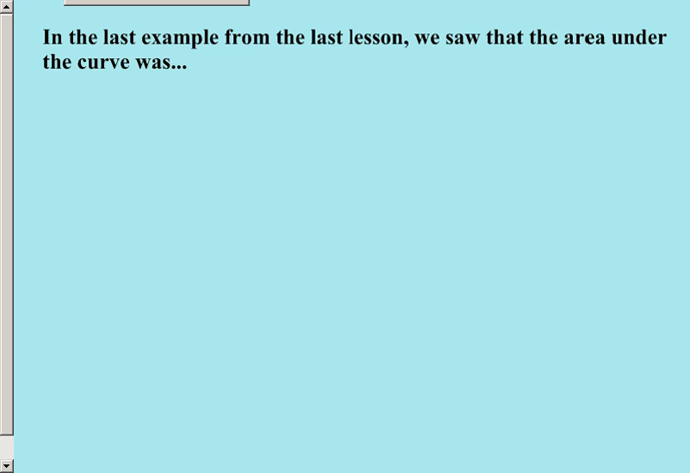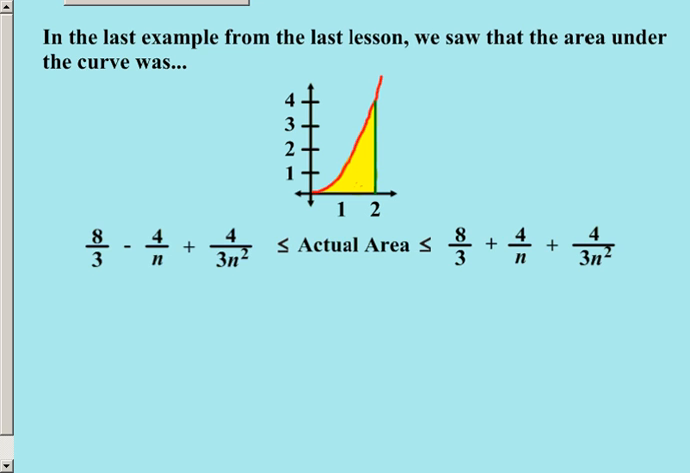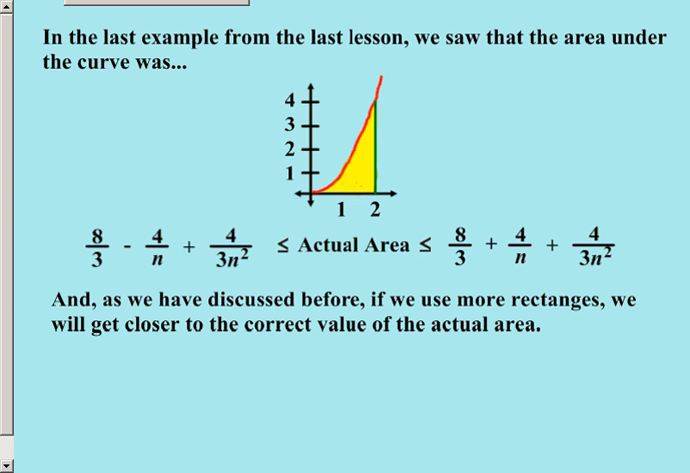Now, in the last example from the last lesson, we saw that the area under the curve, the particular curve and bounded area that we were looking at, was somewhere in between the sums of these terms. Obviously, as the number of rectangles increased, you get closer and closer to the correct value of the actual area, because the rectangles are covering more of the area underneath the curve, leaving less area uncalculated, and not calculating so much of the area that is outside of the curve due to the rectangles extending beyond the boundaries of the curve itself.